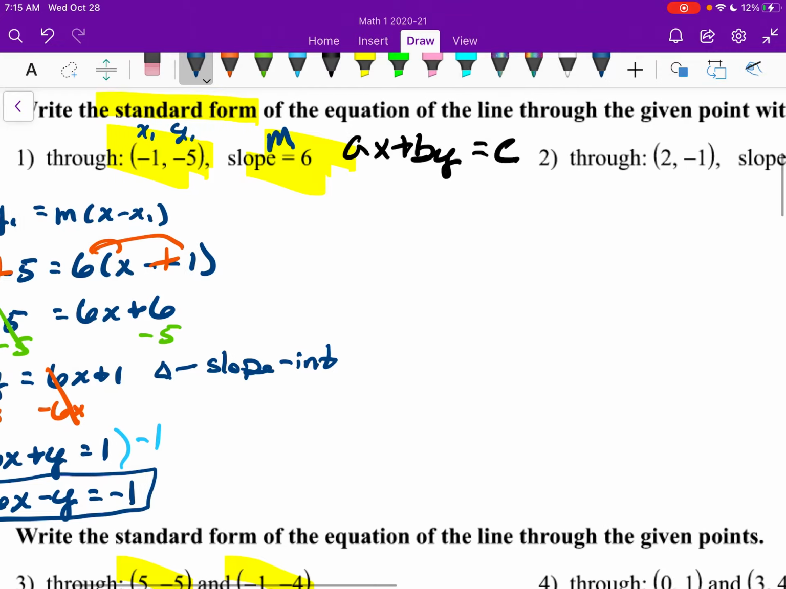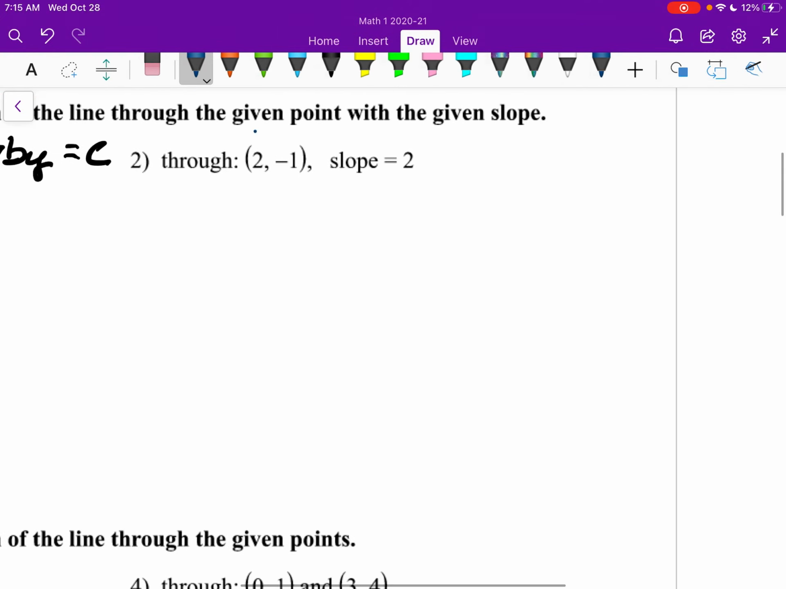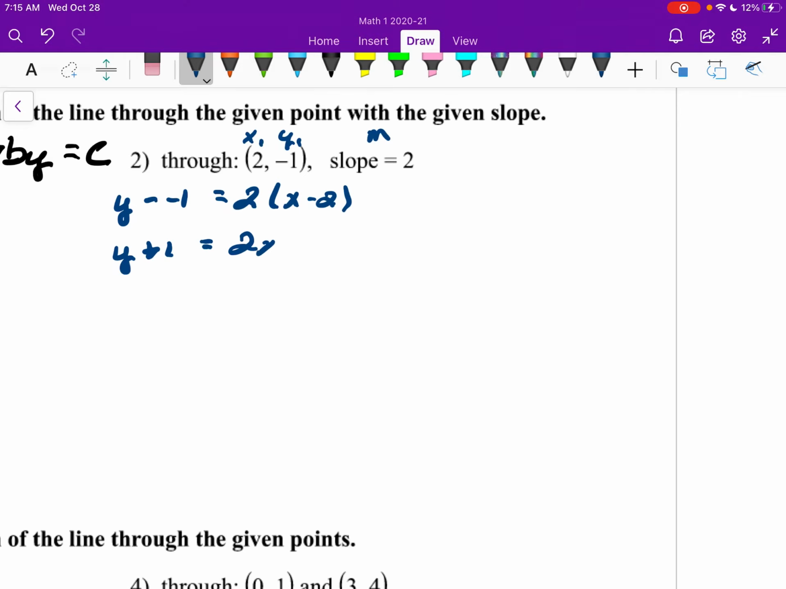We'll do number 2 now, and maybe we'll do it a little bit faster. So again, I'm going to do point-slope form. So here's x1, here's y1, here's m. So I'm going to have y minus -1 equals 2x minus 2. This is going to be y plus 1 equals 2x minus 4. This is going to be y equals 2x minus 5. And -2x plus y equals -5.